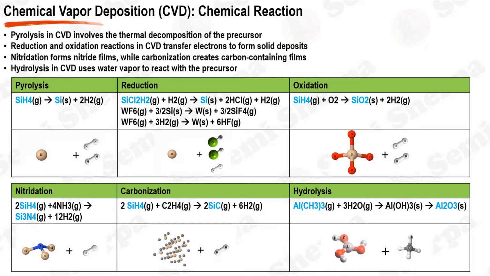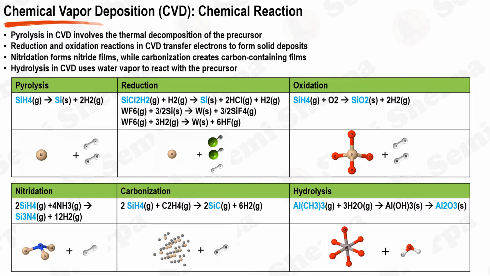Chemical vapor deposition, CVD, involves a series of chemical reactions that transform volatile precursor gases into a solid film on a substrate. These chemical reactions fall into several categories based on the mechanisms and types of reactions involved, including pyrolysis, reduction, oxidation, nitridation, carbonization, and hydrolysis.